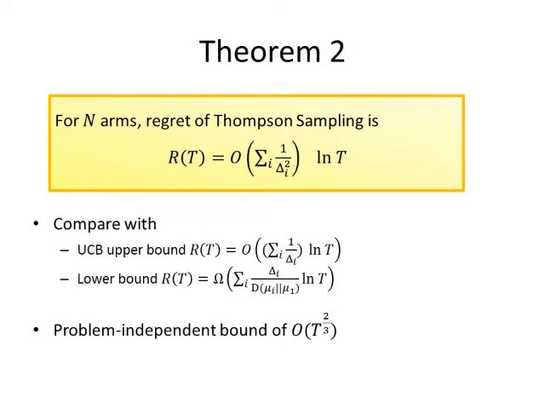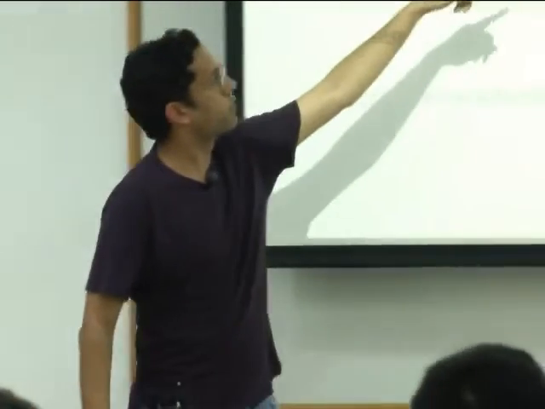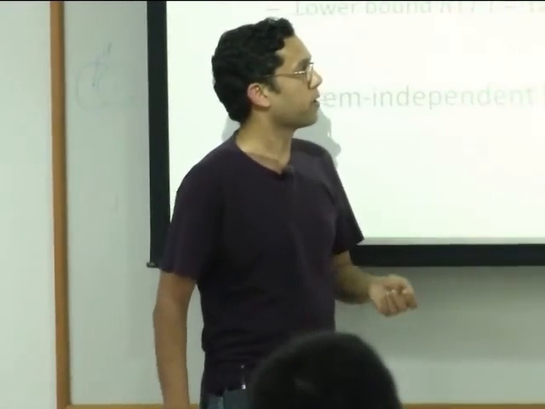And for multiple arms, our bounds are slightly weaker. So regret here is the sum over i of 1 over delta i squared times log t. So this is weaker than UCB because of delta i squared versus delta i there. It's also correspondingly worse than the lower bound. But it's a start. And we get a problem-independent bound of t to the 2/3. So those are our results.